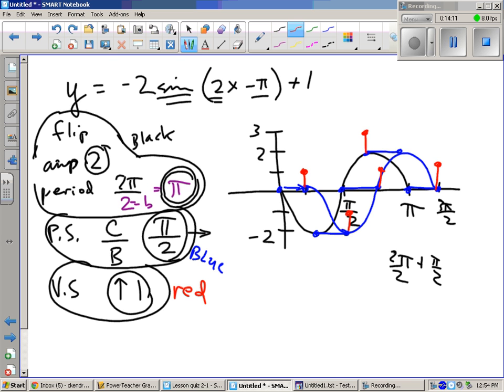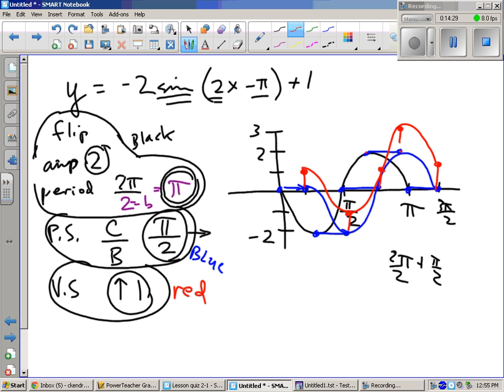Whoops, I'm going to erase this one. That was a mistake. Okay. This one here is the blue dot I need to move up. All right, now see all the red dots? We're going to connect those and end up with the sine wave. Upside down, but the sine wave.